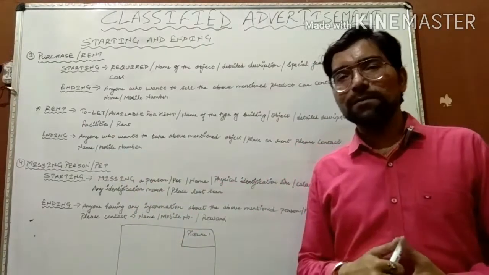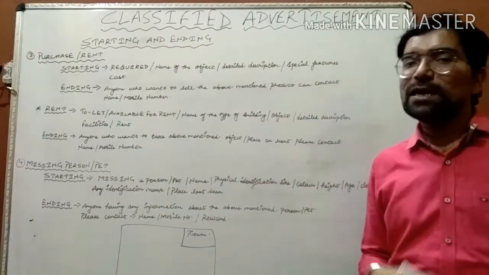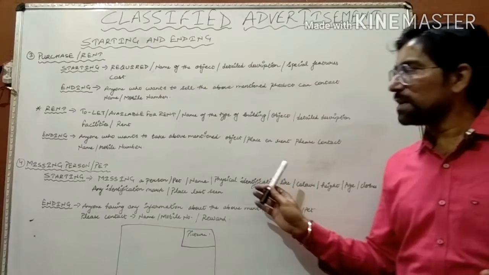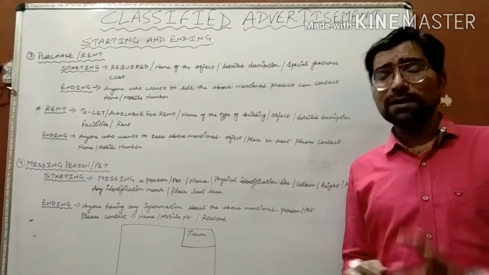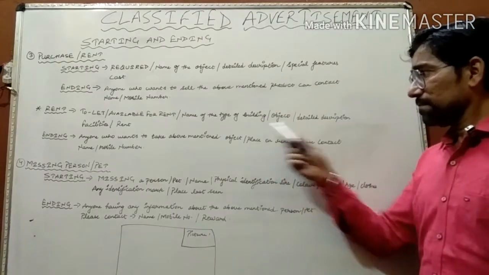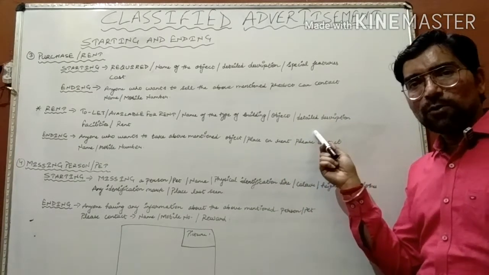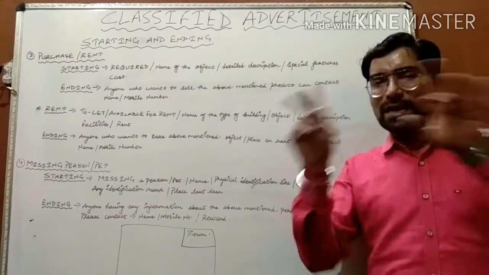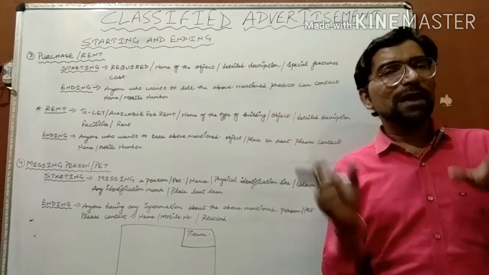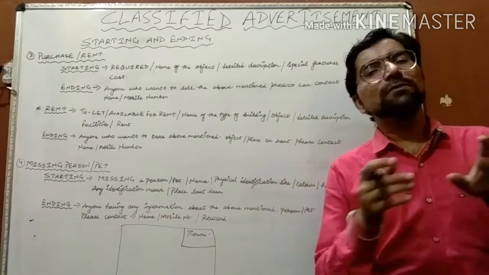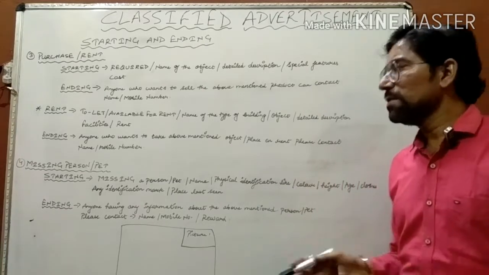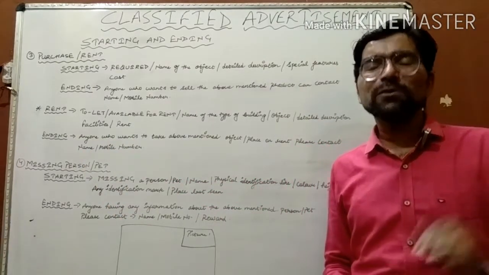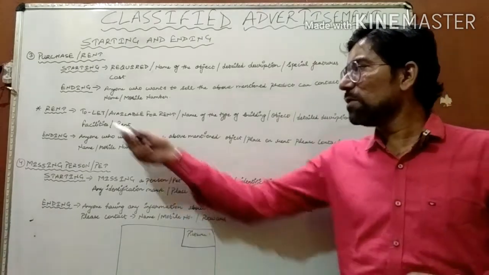Instead of writing to let and available for rent, you have to write required once again. Required, then the name of the building, the same procedure. Required a shop on rent. And then the detailed description. What should be the specification? What special features do you want, like electricity supply, water supply, carpet area, how many square feet you want for that shop, garage, house, flat, or whatever you want on rent. Same is the detailed description, and then the facilities, as I have told you. The facilities include things like security guards, CCTV cameras. That is called facilities.